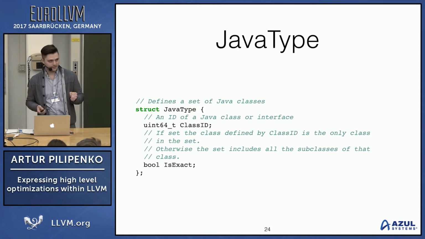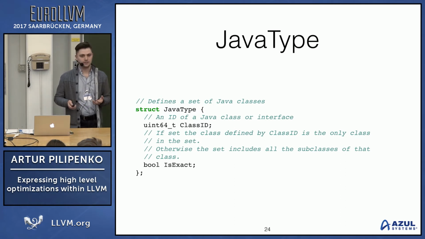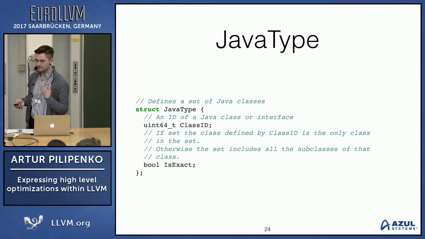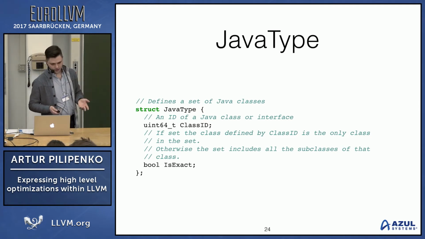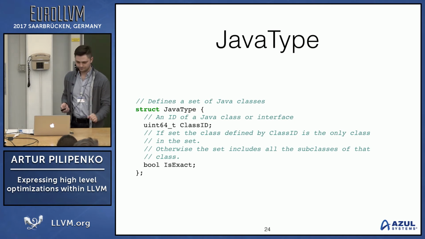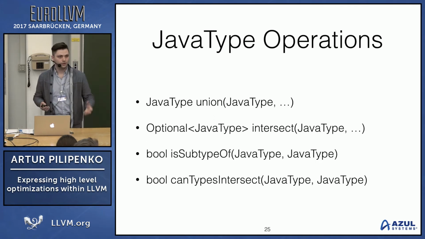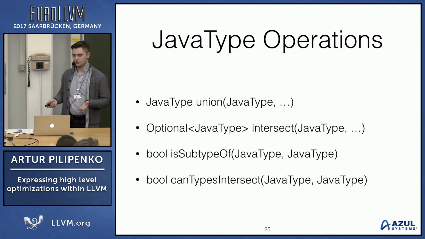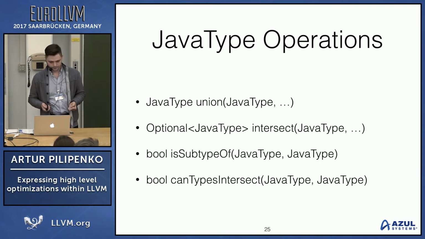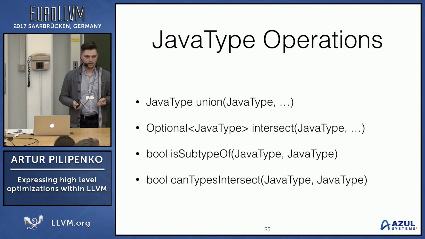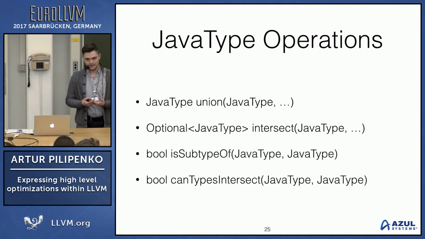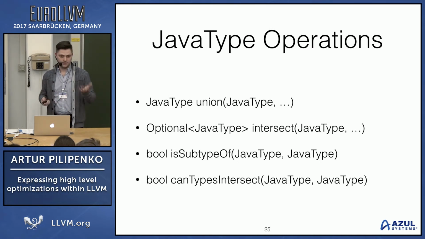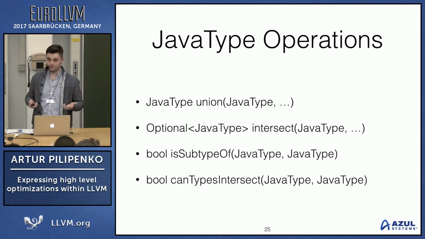So we represent the set of possible classes a value can implement using the JavaType struct. It consists of two fields, class ID and isExact flag. An exact JavaType represents a set of a single element, which is denoted by the class ID field. A non-exact JavaType represents the set of subtypes of this class. We define several operations over JavaTypes. We have union, we have intersection, which are basically union and intersection on the sets denoted by JavaTypes. But we need to coarsen them to the nearest JavaType representation. And we have an is-subtype check. We say that one JavaType is a subtype of another if the set represented by one JavaType is a strict subset of another set. And we have a check if two types intersect, saying that the sets represented by these JavaTypes have elements in common.